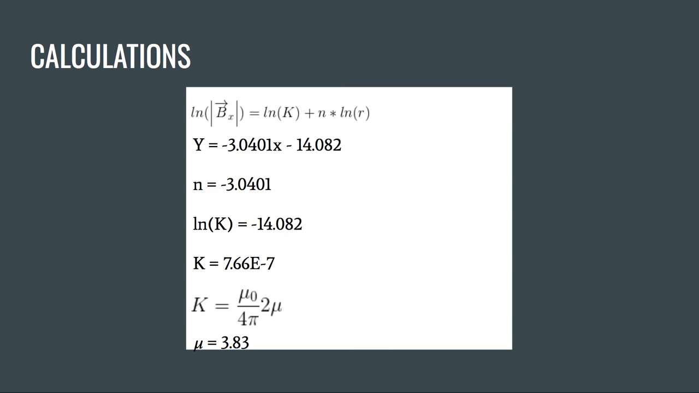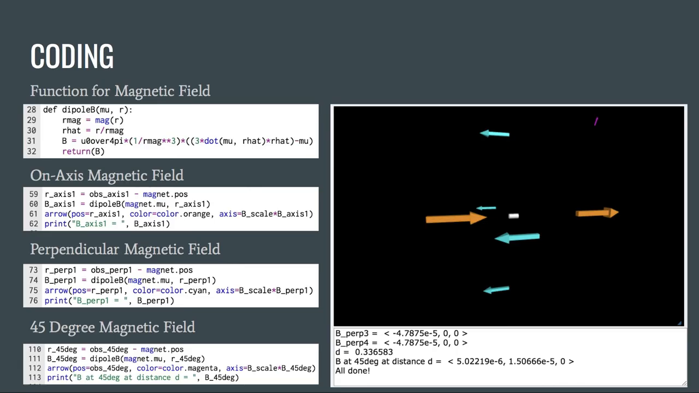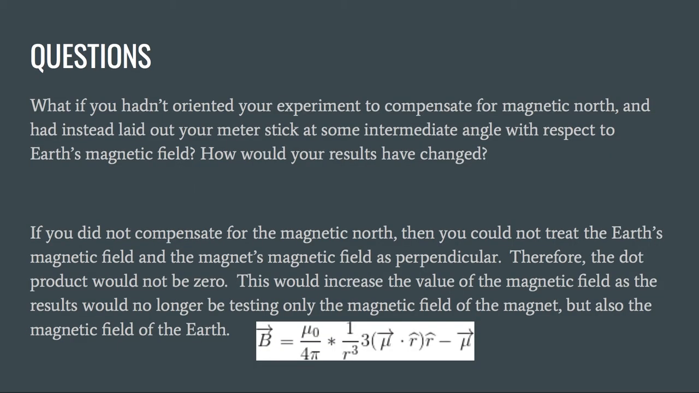We used this value of mu in the computational model, and the important sections of code are shown here, along with the output diagram. This allowed us to compare the magnetic fields of the computational and experimental values, which were found to be somewhat close due to the fact that they were the same order of magnitude. And then some concluding questions.